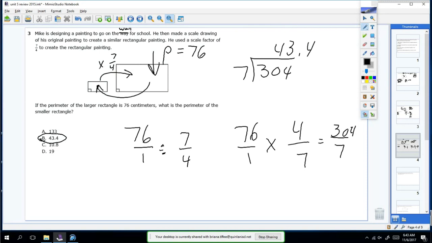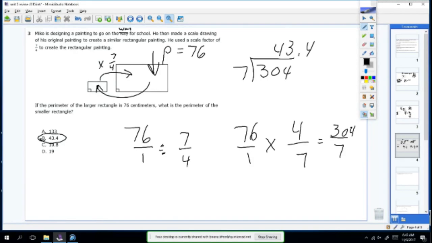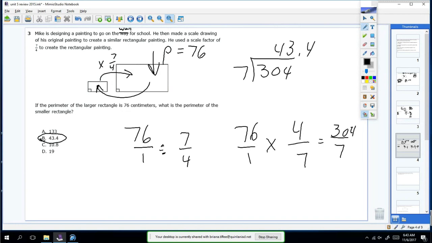I'm not even sure if this one is actually on your test. So give me 1 second. All right, so no, it's not on your test. I'm sorry about that. The internet's kind of slow this morning.